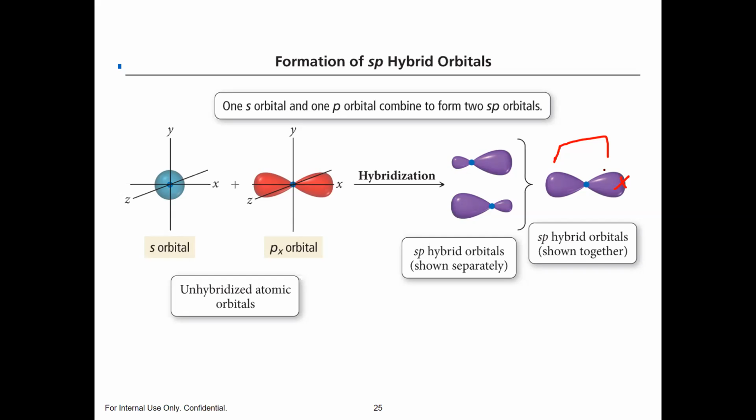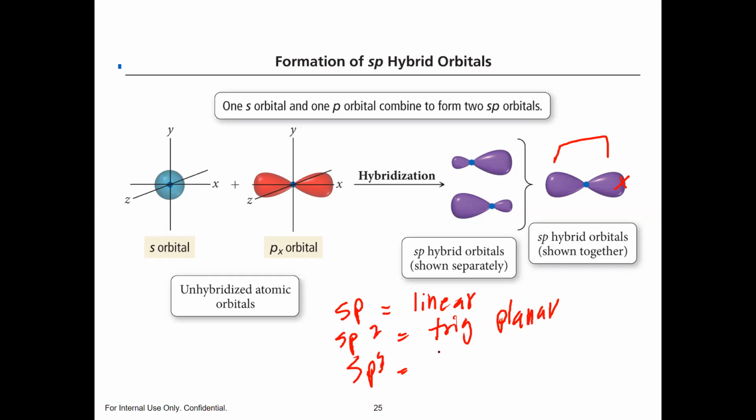sp, sp2, sp3. Just to give you an idea, when we mix sp, what's going to give us? Something that's linear. sp2, trigonal planar. sp3, tetrahedral, right? So one simple way to remember: S and P, how many total orbitals do I have? One S and one P. So that's a total of what? 2. How could two things be connected to the central atom but still be linear?